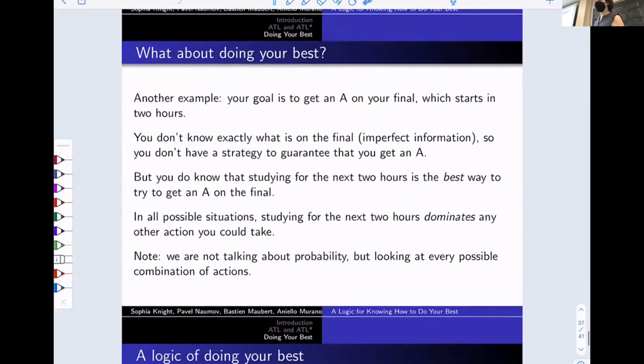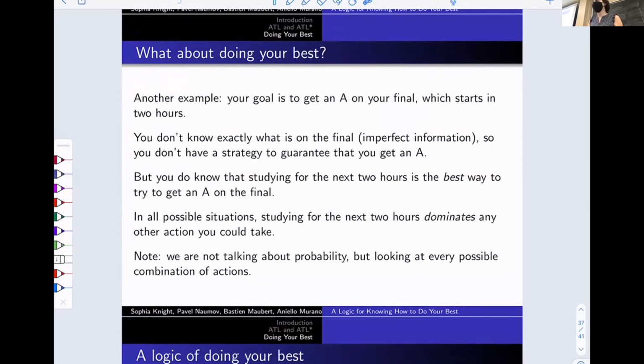So I'm not going to go into the formal parts of this too much, because it's actually quite a bit more complicated than the logic of guaranteeing outcomes. But let's look at another example really quick. So this is sort of more real life. You've got a final in 2 hours. You want to get an A on it.